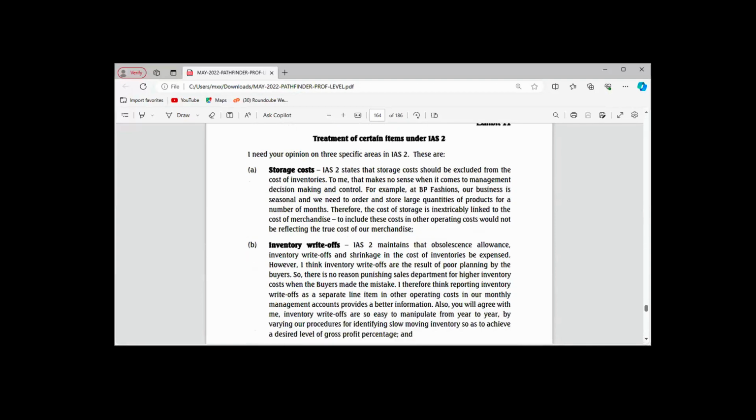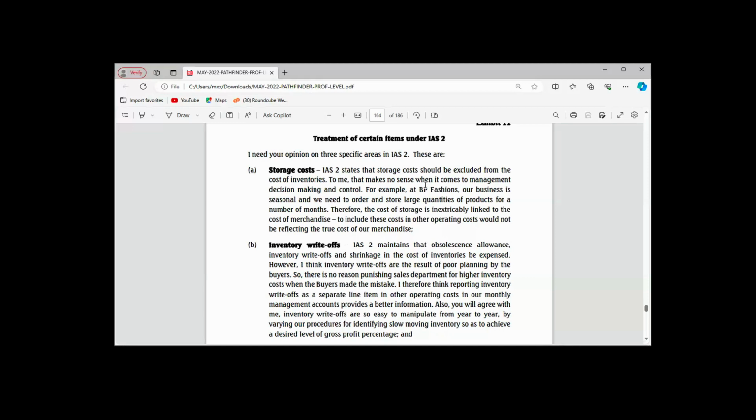So this particular scenario, it's going to be interactive because it's a kind of, what is your opinion? What do you think? So I don't want to be calling names, but I want to believe if I ask, you should be able to give me your opinion, right? So treatment of certain items under IAS 2. I need your opinion on 3 specific areas in IAS 2.